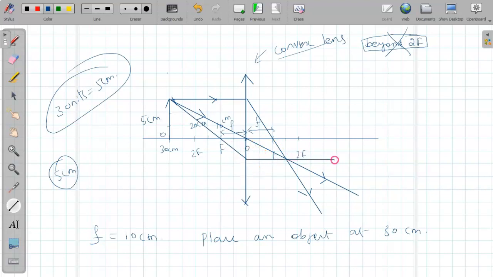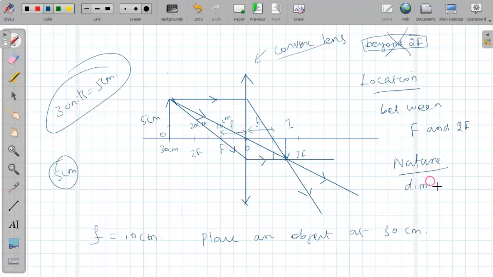All the three light rays are intersecting at a point. So this point is the image point. The image is formed. Here is the image. Right? So here you know the location of the image. Where is it located? Image is located between F and 2F. And what is the nature of the image? It is diminished, means smaller. The image is smaller, diminished, and it is inverted and real.